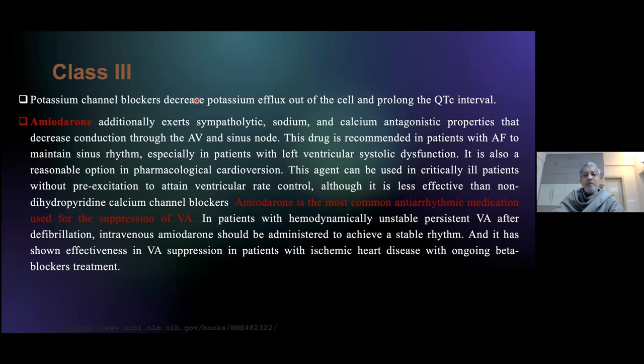But by doing so, it has a major problem: in a hemodynamically unstable patient, you cannot give it. So in those cases, can you give lidocaine? No, you have to cardiovert. That is the only thing. And intravenous amiodarone is good to achieve sinus rhythm in patients with atrial fibrillation. So if you get atrial fibrillation, presumably new in onset, or a ventricular arrhythmia which the patient is tolerating, not hemodynamically compromised, give amiodarone.